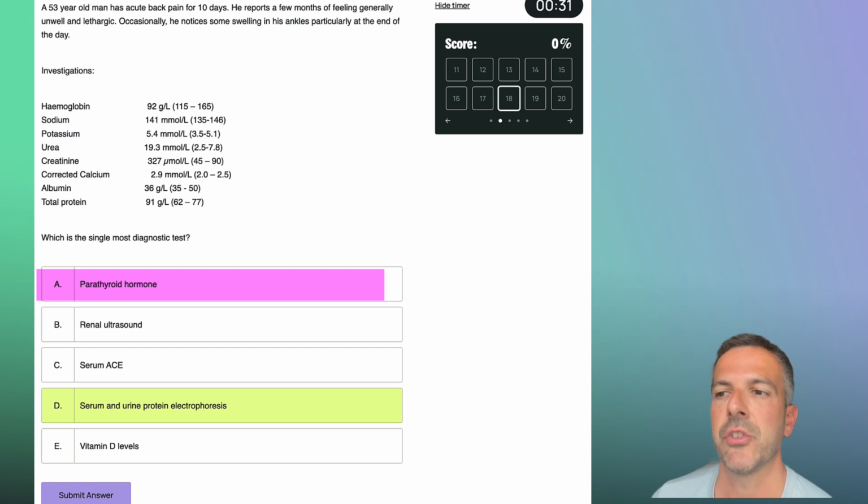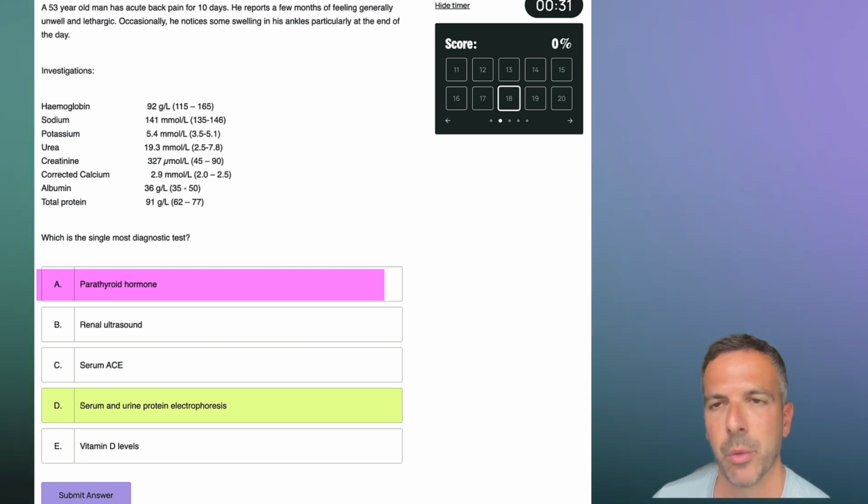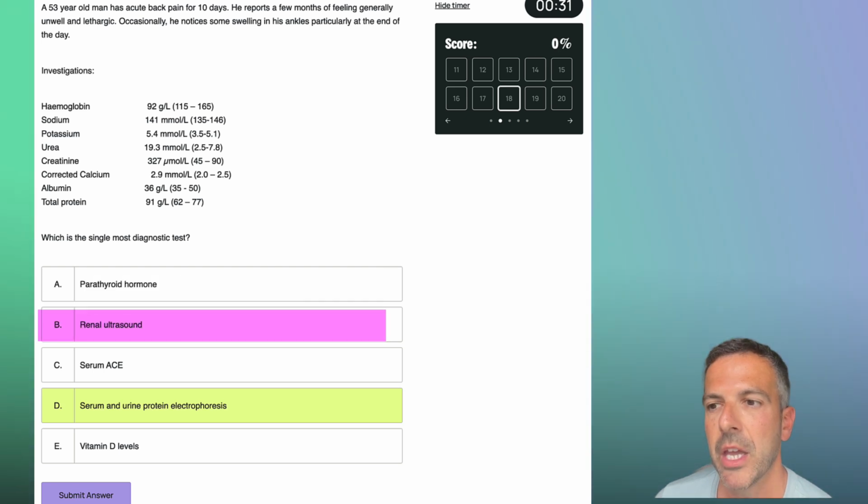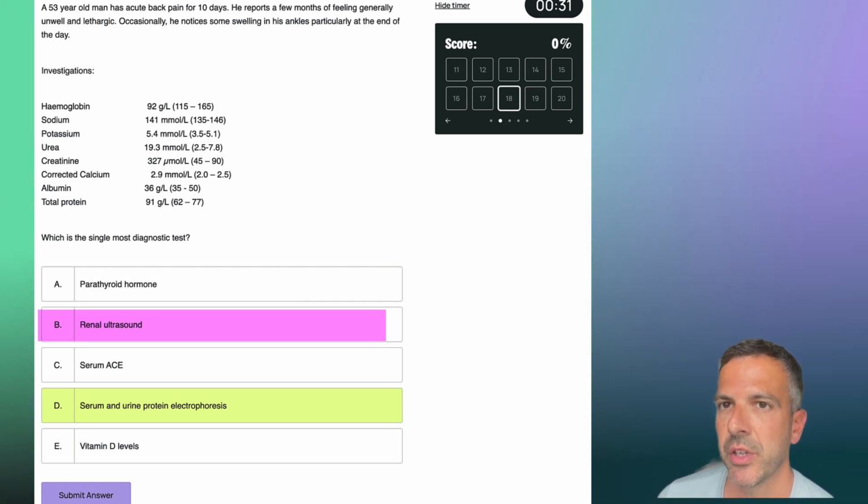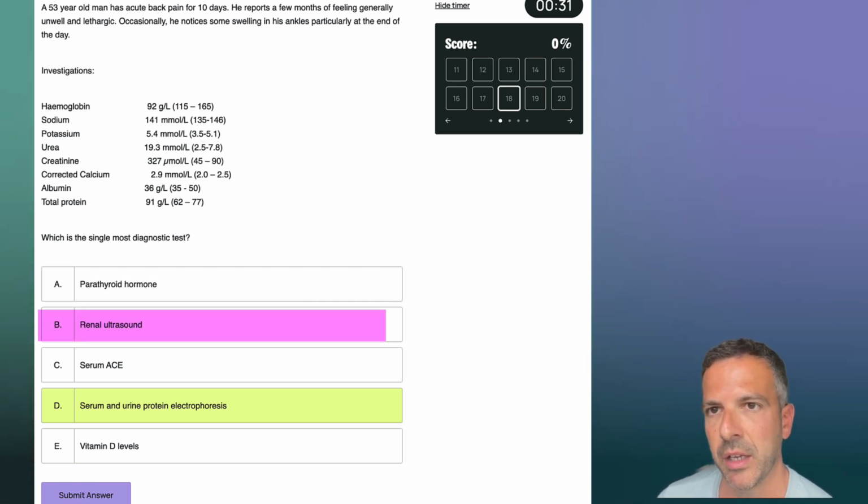Parathyroid hormone, that is useful in thinking about hyperparathyroidism. Now that could give hypercalcemia, but it wouldn't explain all the other blood findings. Renal ultrasound, that's a useful test in assessment of acute kidney injury, but again, it doesn't explain all the other symptoms the patient is presenting with.